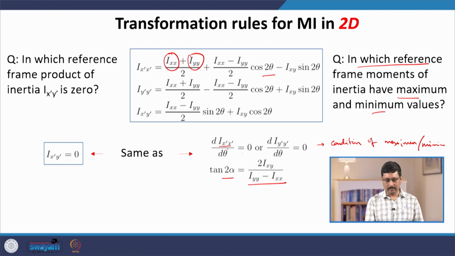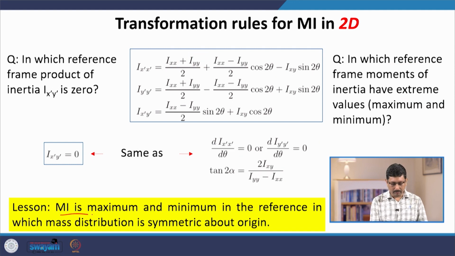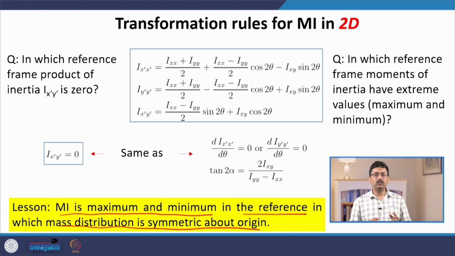The same condition also gives you Ix prime and Iy prime to be maximum and minimum, which means that the moment of inertia is maximum and minimum in that particular reference frame in which the mass distribution is symmetric about the origin. So, it looks like, given an object and some particular origin, there is a certain special reference frame which has two interesting properties. The first property is that the mass distribution is symmetric about the axis in that reference frame, and the second property is that the moments of inertia have the largest and the lowest possible values.